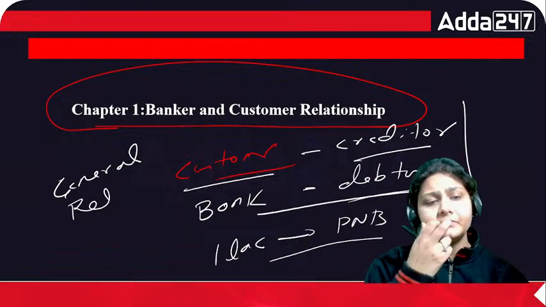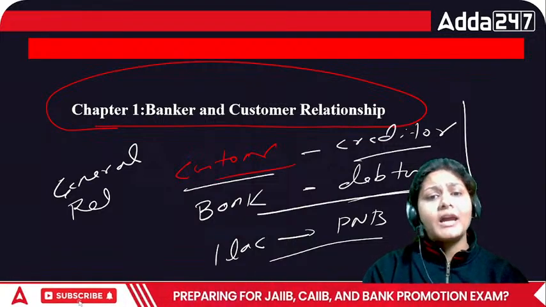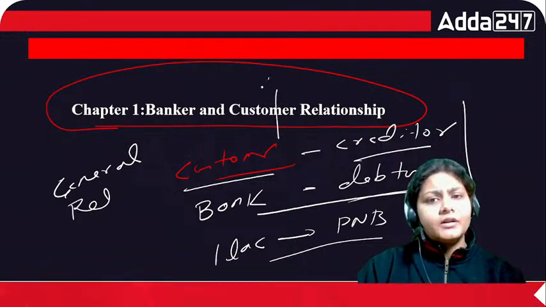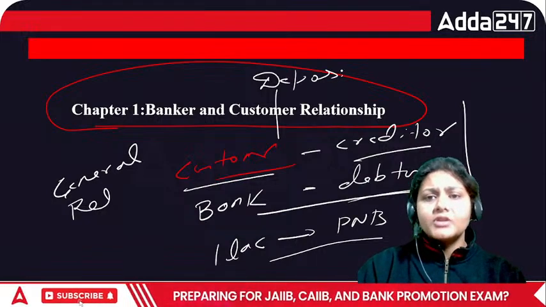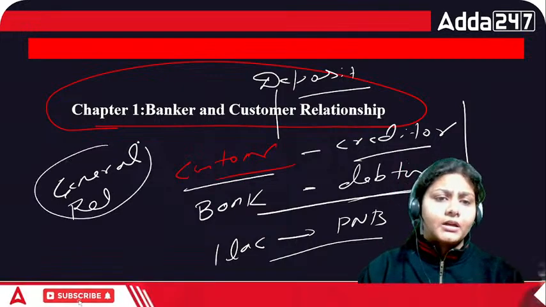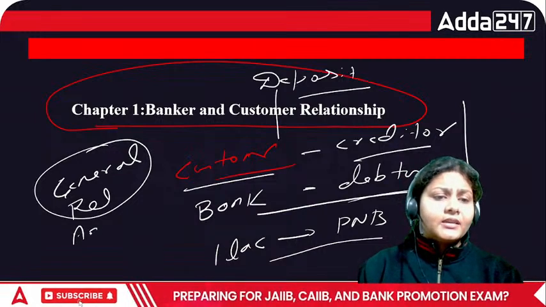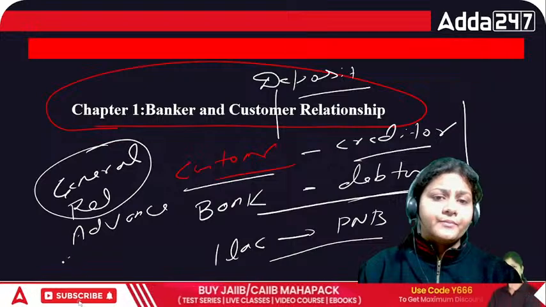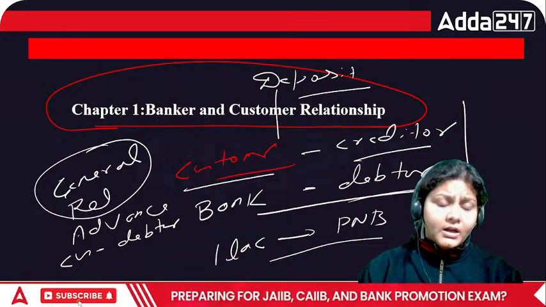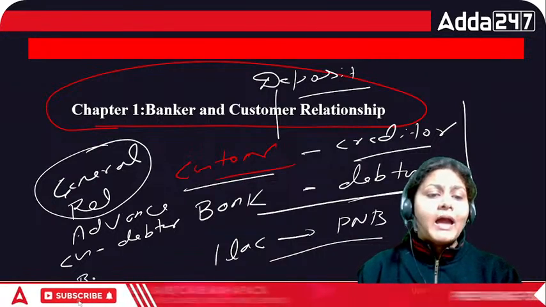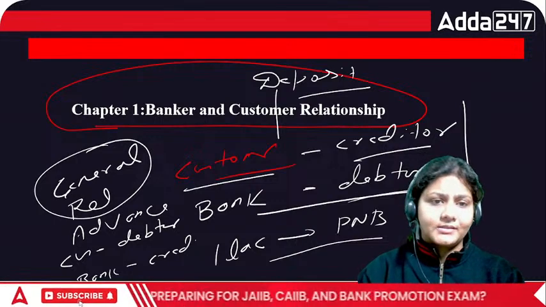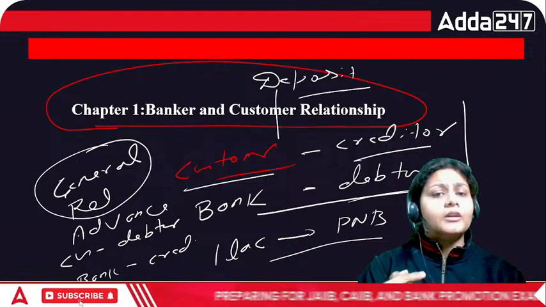But in case of lending, in case of advances, it is exactly the opposite. This is the picture in case of deposit. We call it the general relationship according to the Contract Act. But in case of advances, this becomes just the opposite. Here the customer becomes the debtor because he has taken the money as a loan, and the bank will be the creditor in that case. In case of loan, in case of advance, I have taken that loan from the bank.